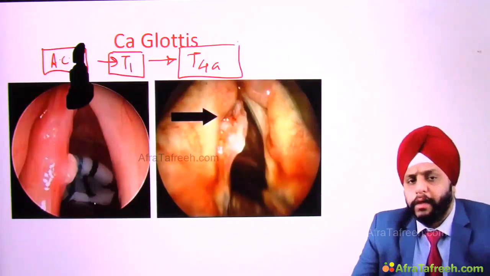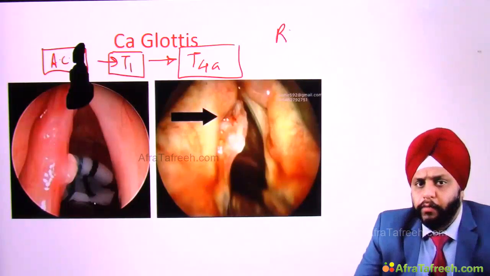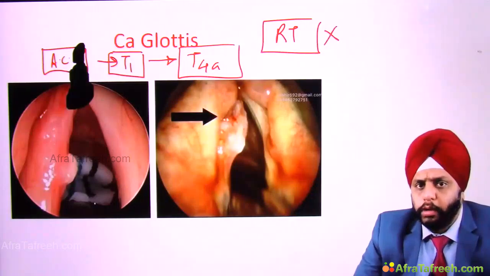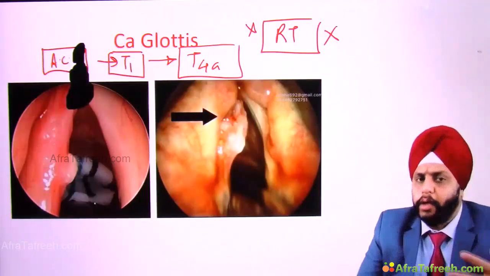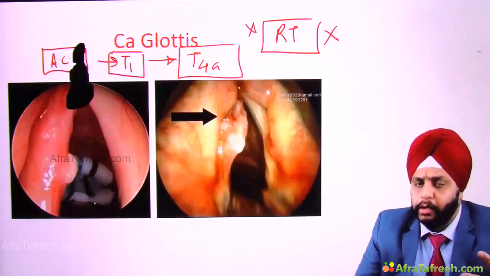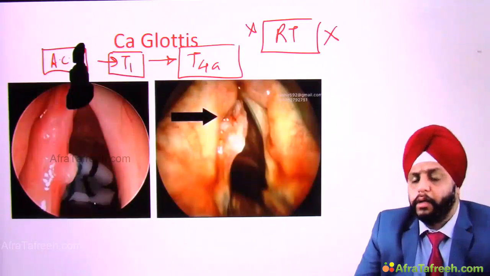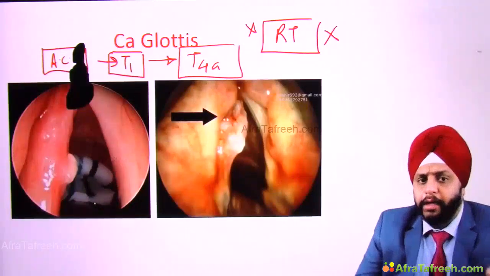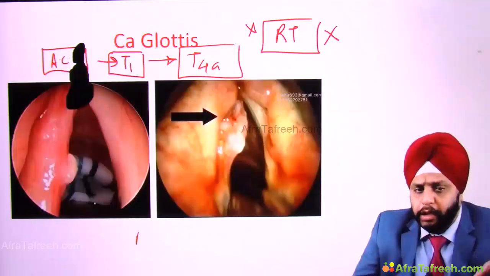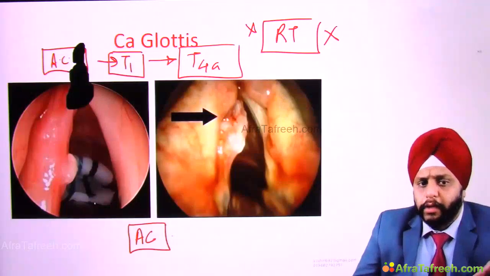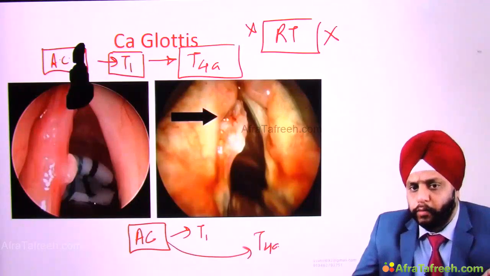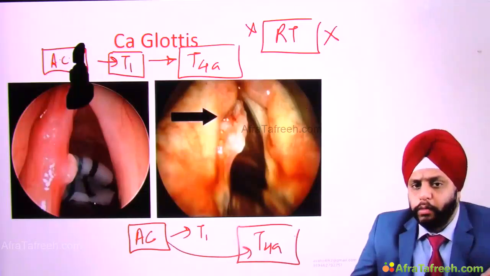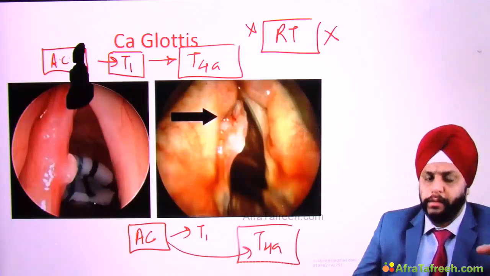In this anterior commissure area, we usually do not like to do radiotherapy because most commonly it has already involved the perichondrium. So there is already a perichondritis, and that is a contraindication for radiotherapy. So remember, T1 lesion of anterior commissure: the malignancy is T1, but we will treat it as T4A. That means you will do total laryngectomy in these cases.